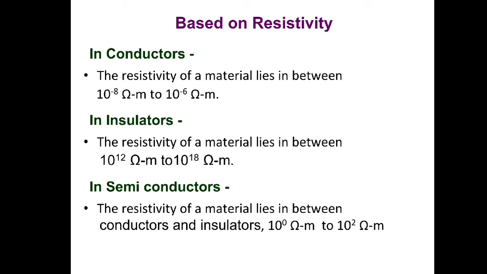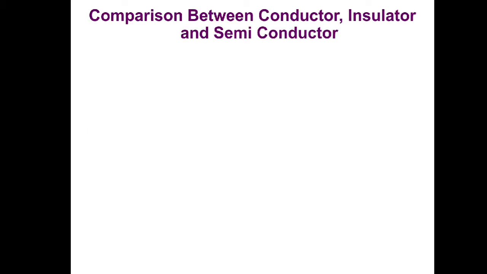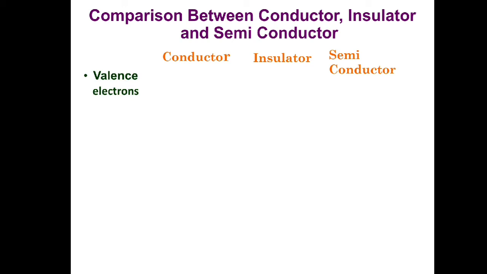In semiconductors, the resistivity of a material lies between conductors and insulators. So it can be 10 power 0 ohm meter to 10 power 2 ohm meter. Let us have a comparison between the conductor, insulator and semiconductor. Let us consider the first parameter as the valence electrons. In a conductor, the valence electrons are lesser than 4, in an insulator it is greater than 4. In a semiconductor, it is exactly equal to 4.